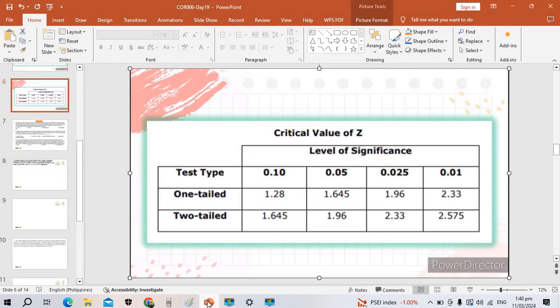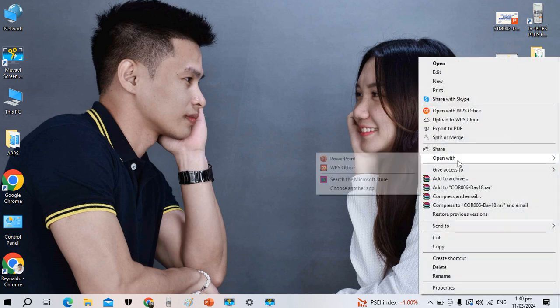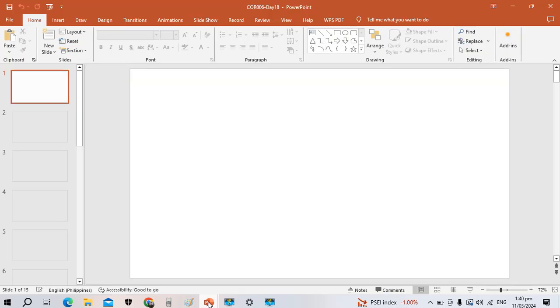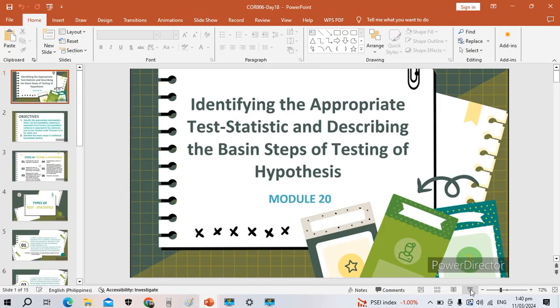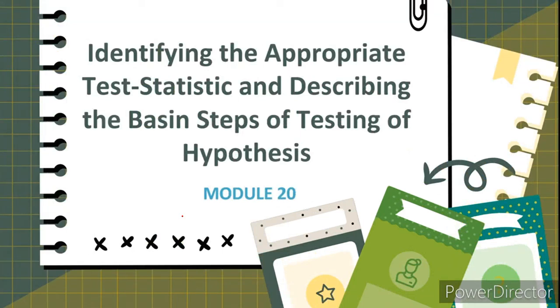This is day number 19. Day number 19. This is day number 20. Yan, unahin muna natin ito, kasi madali lang ito. We already discussed this one during the face-to-face session, no?